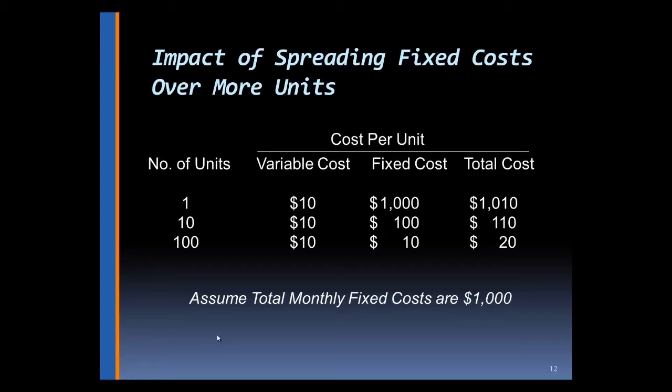Now this phenomenon will continue until such time as we have to add additional fixed costs, and then it will reverse itself and the total cost per unit will go up. And then again, as we increase our production, the total cost per unit will drop. In lecture number 13, you'll see a graphic representation of the impact of this phenomenon on the break-even analysis.